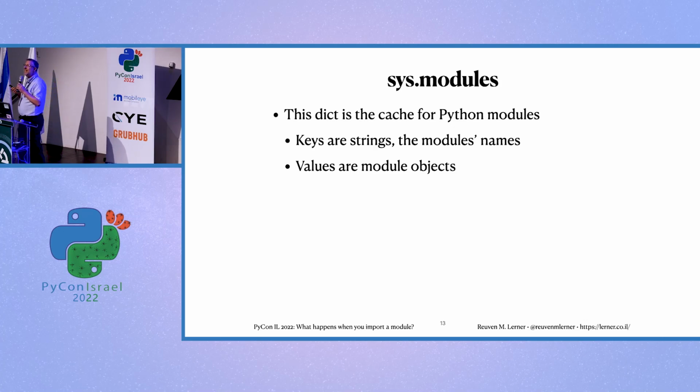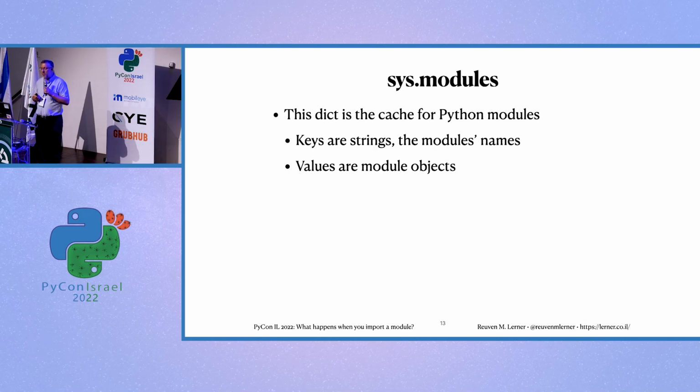And so if you ever need to convince someone about Python dictionaries, okay, the keys are kind of limited, they have to be hashable, but the values can be absolutely anything. This is a great place to show them, because if module objects can be stored in a dictionary, anything can.